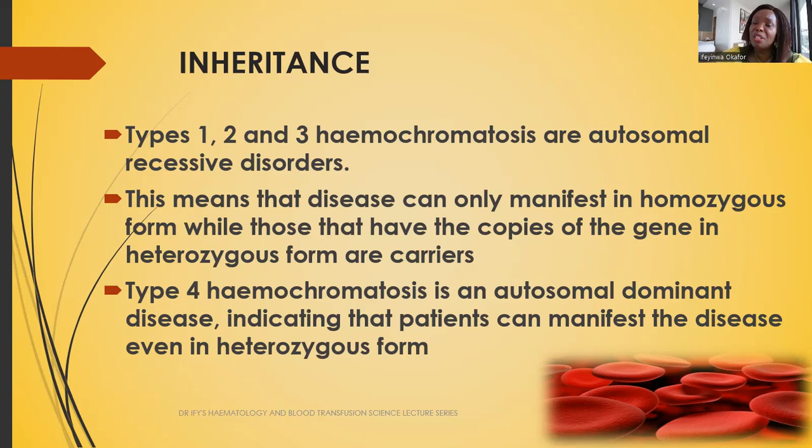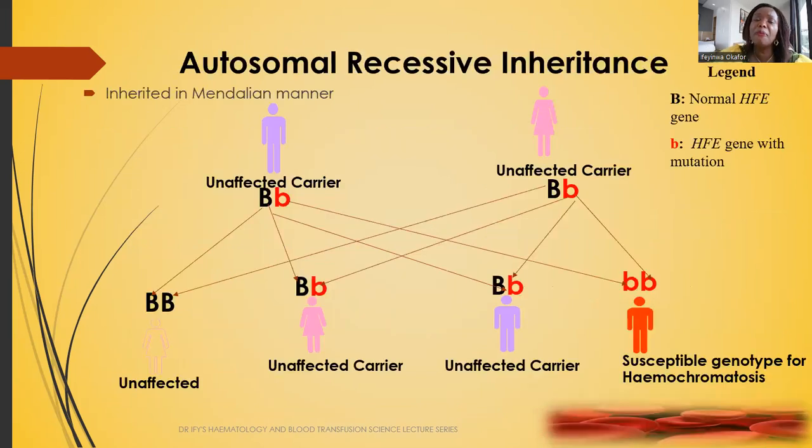It means that somebody can only be susceptible to the disease when they have inherited the mutated gene from both parents. But when you inherit only one mutated gene from one of your parents, that means you have it in heterozygous form. You are a carrier. Type 4 hemochromatosis is an autosomal dominant disease, and what this means is that patients can manifest the disease even in heterozygous form.